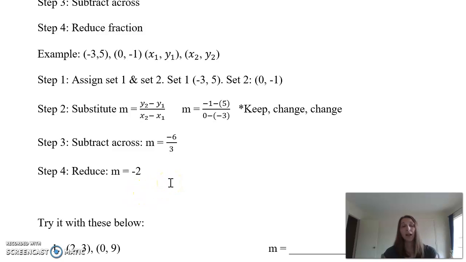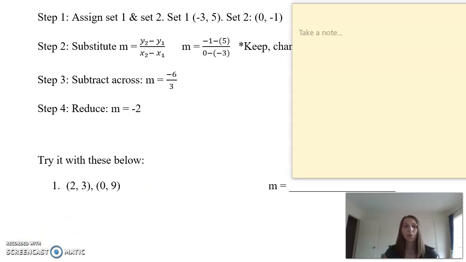What is 6 divided by 3? How many groups of 3 go into 6? That's 2. So we have 2 separate groups, and this reduces to m equals negative 2. Because there is only one negative sign, it remains negative. Okay?